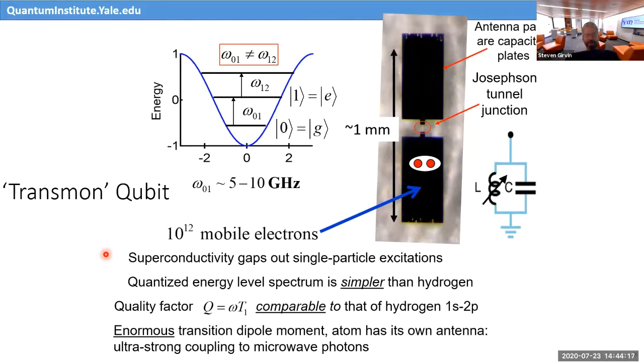But the enormous transition dipole moment corresponding to several Cooper pairs, the zero-point fluctuations of the charge are a few Cooper pairs moving a millimeter, gives us extremely strong coupling to the electromagnetic field. Basically, it's an atom with its own antenna attached that gives us this ultra strong coupling. So this is what we call circuit quantum electrodynamics, or circuit QED.